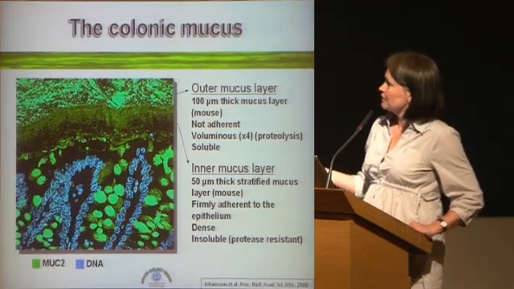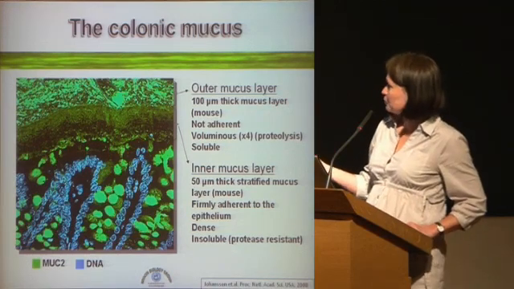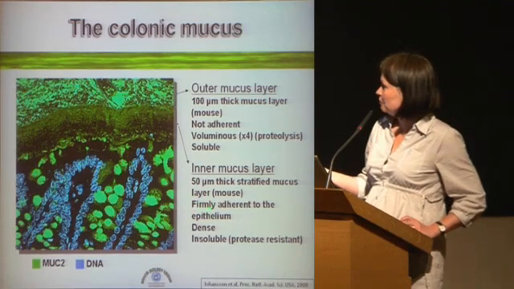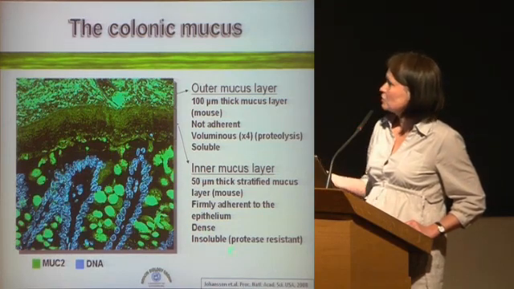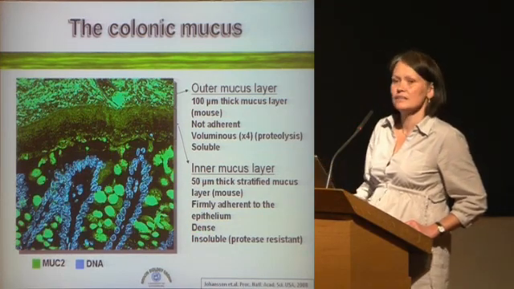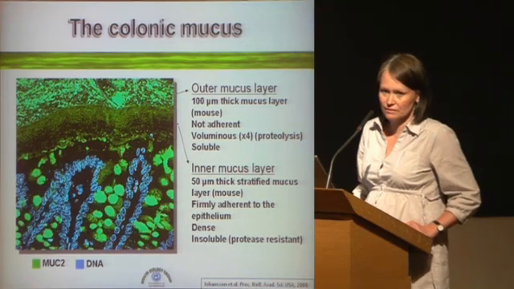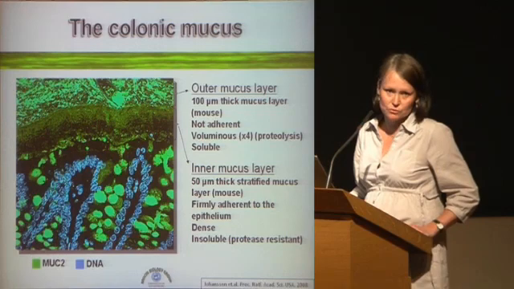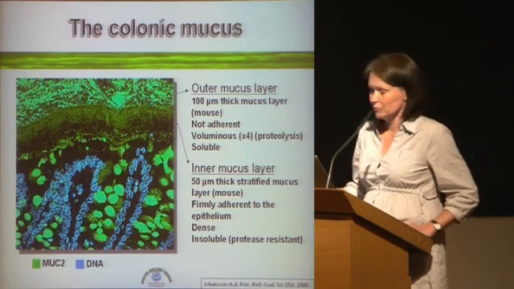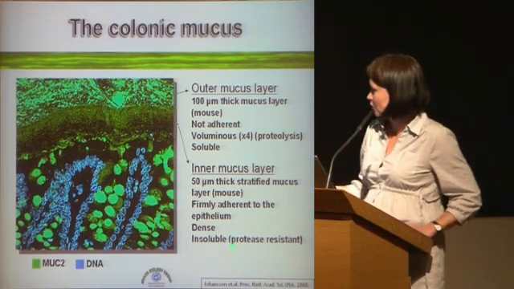So this stratified mucus is then formed with this inner layer that is really compact and dense, and it's adherent to the epithelium. This material also has an insoluble core, and it is protease resistant. I'm not saying that it's resistant to all proteases, but if you add trypsin, for instance, you do not completely dissolve the mucus. So it is resistant to a lot of proteases.